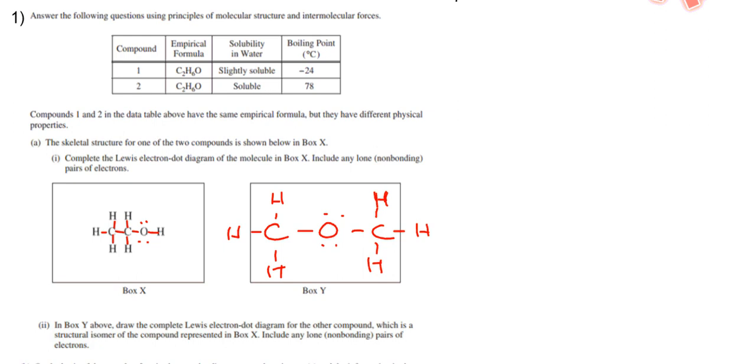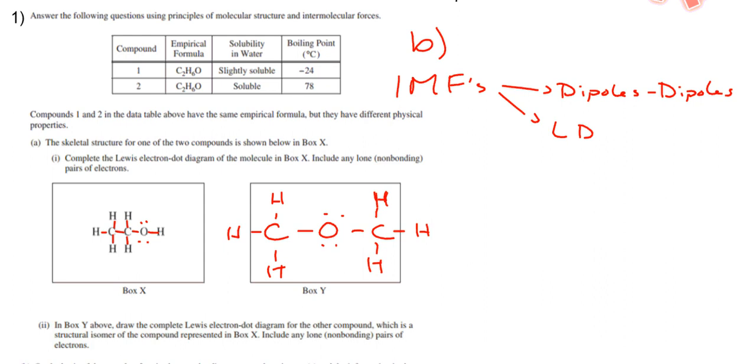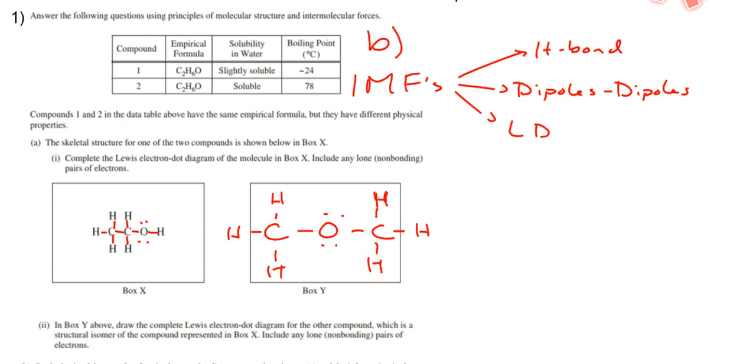So really, there's two things going on here. It says that compound 1 is slightly soluble in water. Compound 2 is soluble. And then it says that this is a much lower boiling point for compound 1 than compound 2. So IMFs, if we remember about IMFs, I'll go to B here. IMFs, we are talking about a couple things here. We're talking about LDs. We're talking about dipole-dipoles. And we're talking about hydrogen bonding. Okay? And if you remember, this is about being nonpolar.